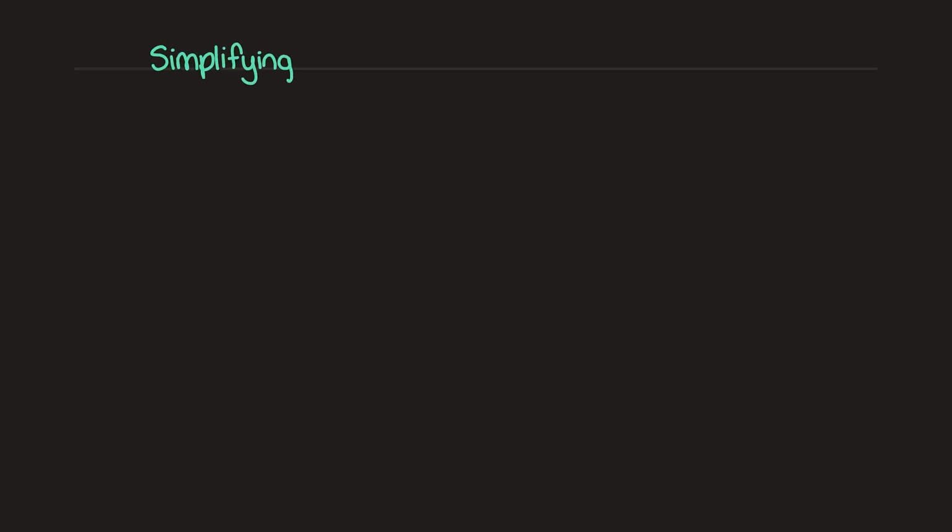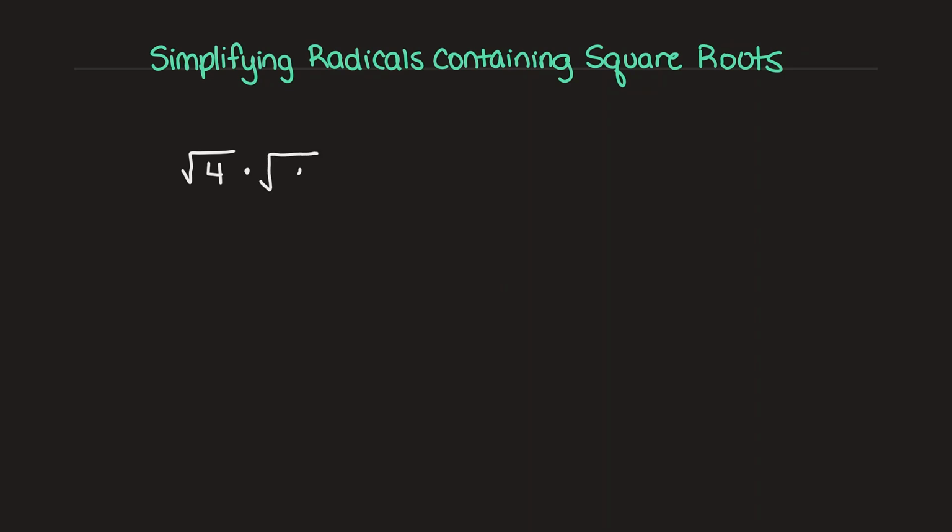Hey guys, in this video we will be going over how to simplify expressions that contain square roots. So let's begin with finding the products of square roots. If we have the square root of 4 times the square root of 9, we can find this product by taking the square root of each factor, which becomes 2 times 3, and this equals 6.